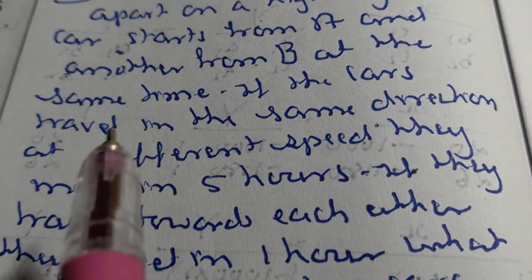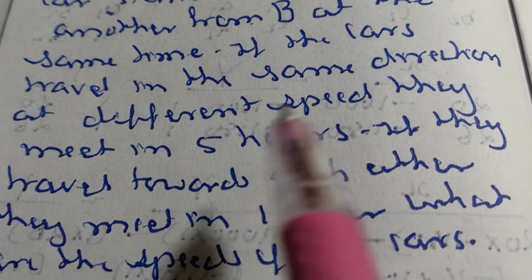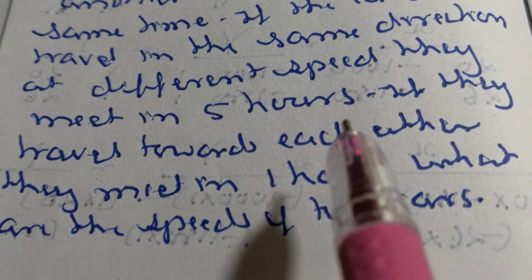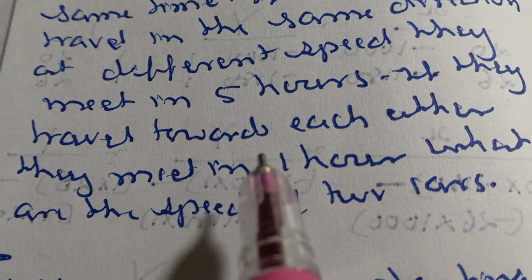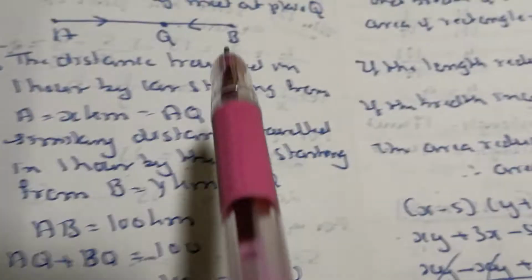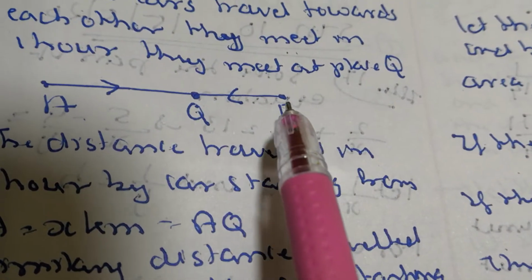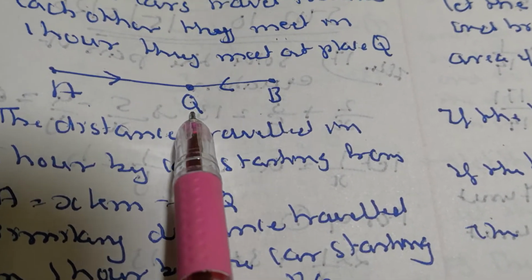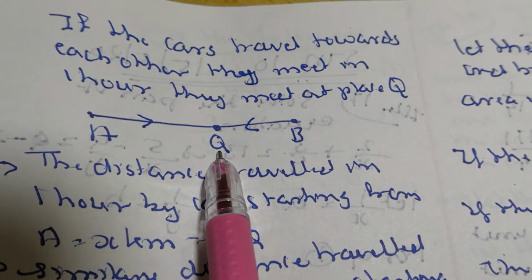If the cars travel the same direction at different speeds, the time taken is 5 hours. If they travel towards each other, meaning they are traveling in the opposite direction, B comes in this direction and A goes in this direction, and both the cars meet at point Q after 1 hour.